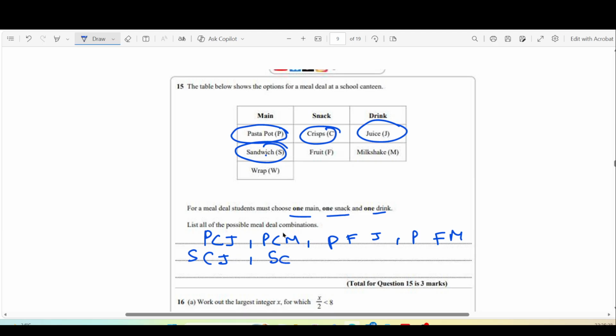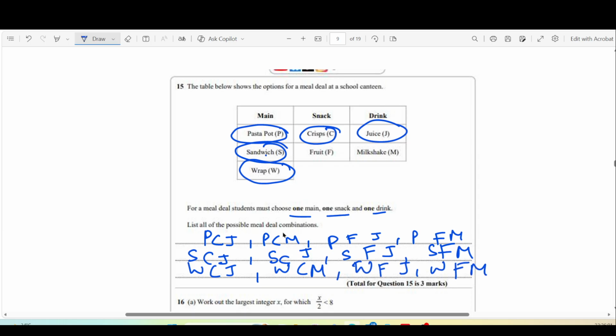Then sandwich, crisp, milkshake, and then sandwich, fruit, juice, sandwich, fruit, milkshake. The third one we can write for wrap. The same way, wrap, crisp, juice, wrap, crisp, milkshake, wrap, fruit, juice, and wrap, fruit, milkshake. So total I think there are 12.